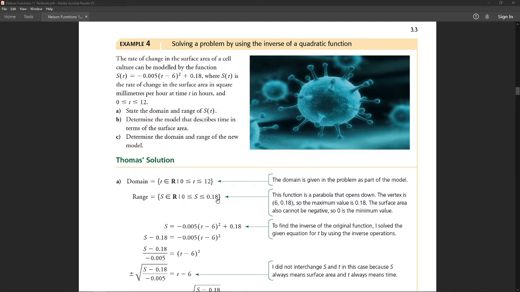The domain is given by the problem as part of the model. The function is a parabola that opens down. The vertex is 6, 0.18, so the maximum value is 0.18. And the surface area also cannot be negative, yep. So 0 is the minimum value. That's good.